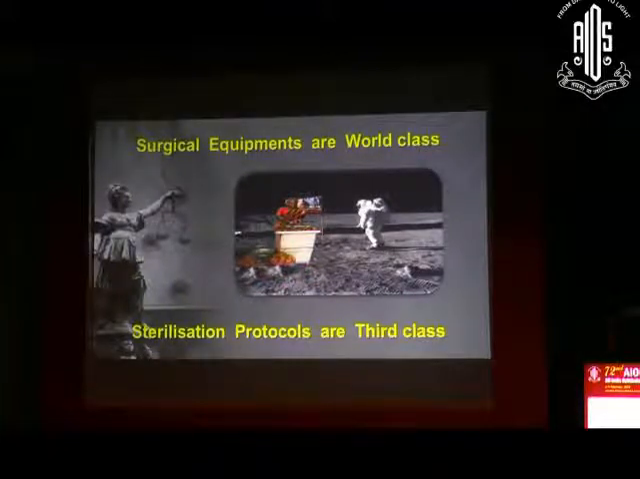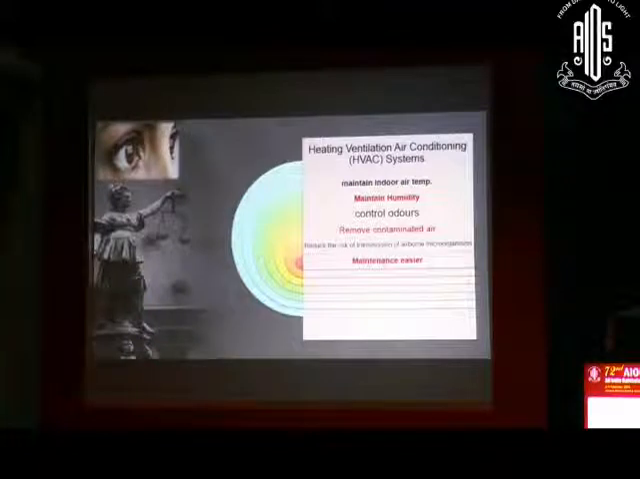The heating, ventilation, air conditioning system really helps, particularly in a modern theatre. It maintains indoor air temperature, maintains humidity, controls the odors, removes the contaminated air, and also reduces the risk of airborne microorganisms, and it makes maintenance easier. In a modern operation theatre, cost control is very effective. Even though the initial cost is very high, maintenance cost is very low in the modular theatres.